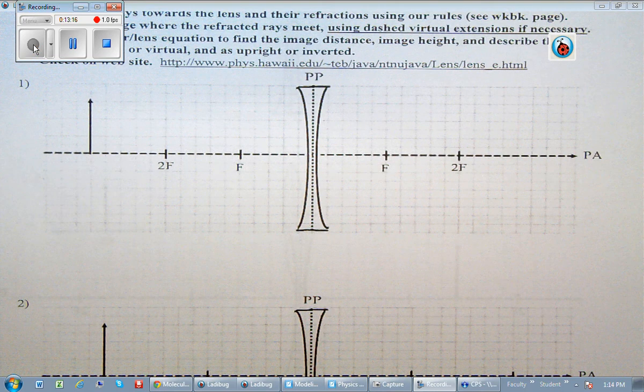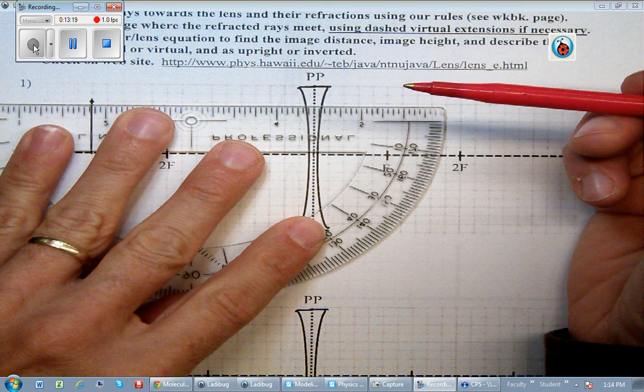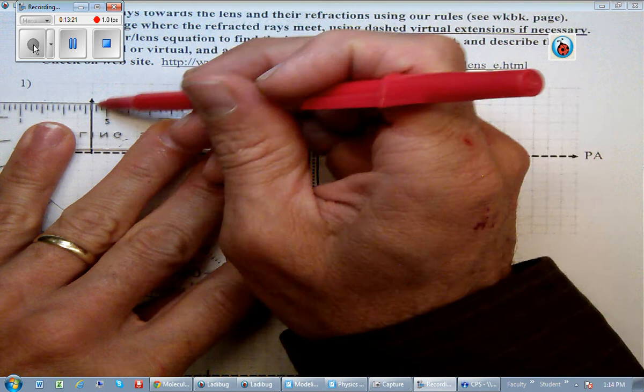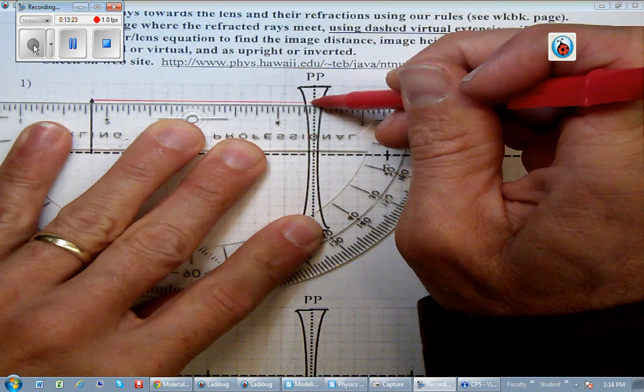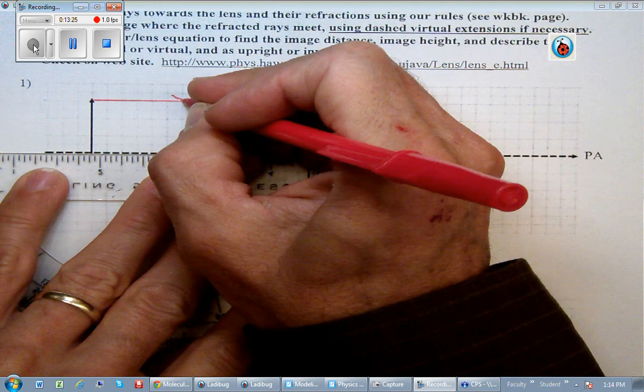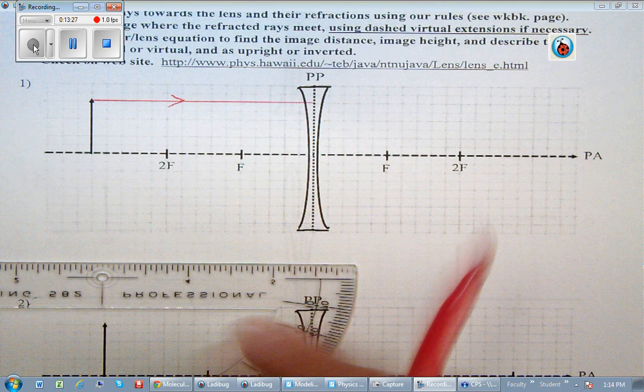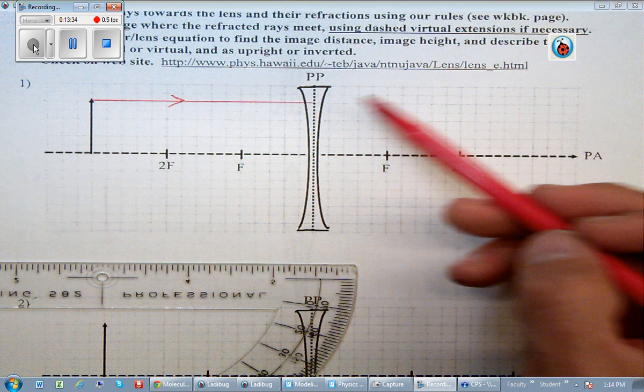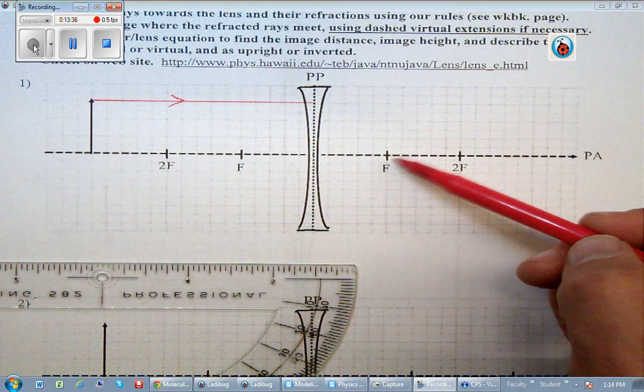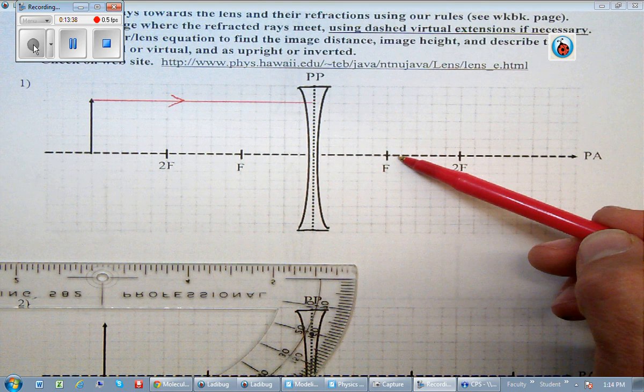Well, if they come that way, we'll draw it parallel to the principal axis. And now here's what you need to know about diverging lenses, and this is a little weird, but they do not have a real focal point. Because the rays never do converge anywhere or focus anywhere, we can't call this, the focal point over here on the right, the focal point.